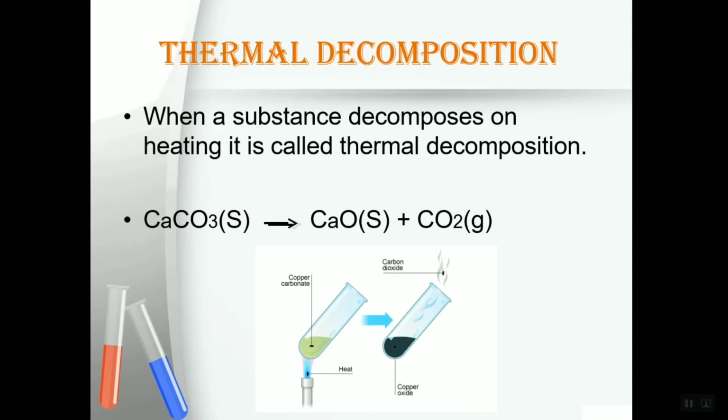Now thermal decomposition. When a substance decomposes on heating, it is called thermal decomposition. For example, when calcium carbonate is heated, it decomposes to calcium oxide and carbon dioxide gas.